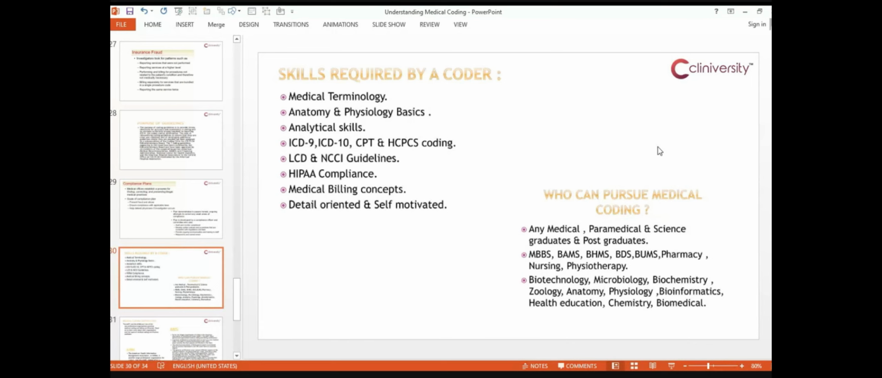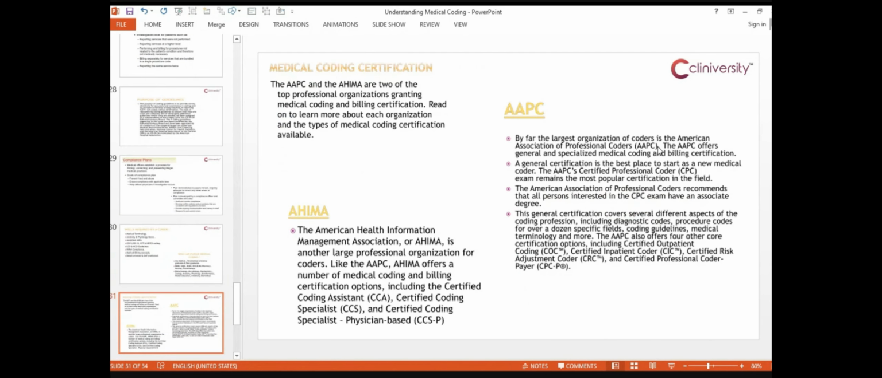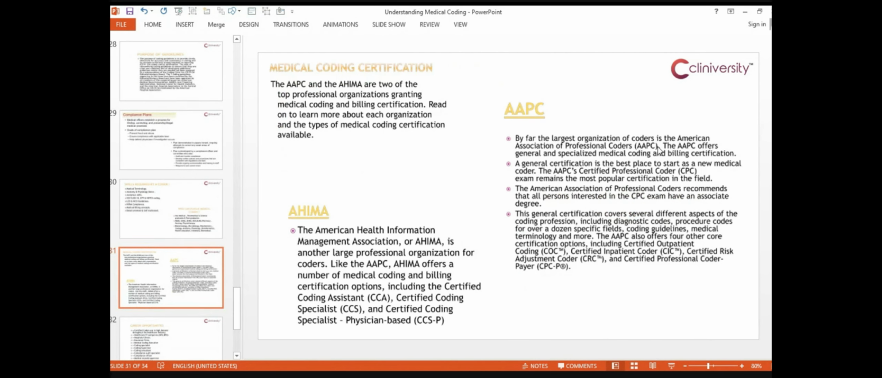Like any medical or paramedical and science graduates and postgraduates, any MBBS, BAMS, BHMS, BDS, all these people, then pharmacy people, nursing people who are doing different types of courses, and then physiotherapy, BPT and MPT people, they can also go. Any person having a degree or PG degree in biotechnology, microbiology, biochemistry, zoology, anatomy, physiology, genetics, cell biology, health education, chemistry, biomedical, can go for this particular field, that is, medical coding training, and look for a job in this. They can go for this job.